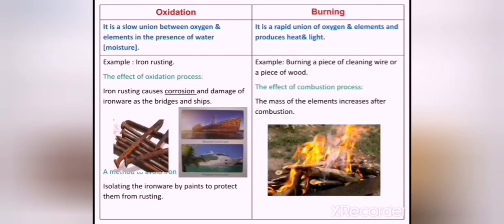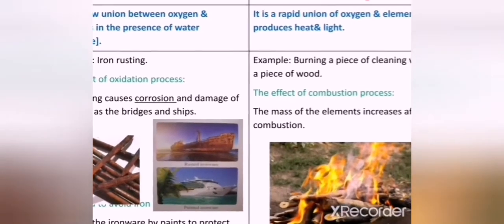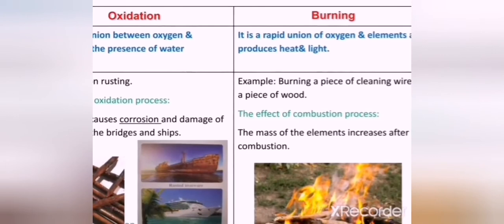So what is the difference between the oxidation and the burning? The oxidation is a slow combination between the oxygen and elements in the presence of moisture or in the presence of water, as in iron rusting. But the burning is a rapid combination of the oxygen and elements to produce heat and light.